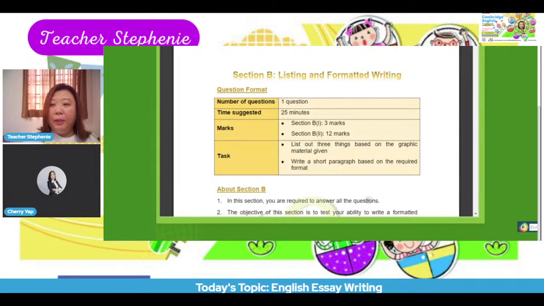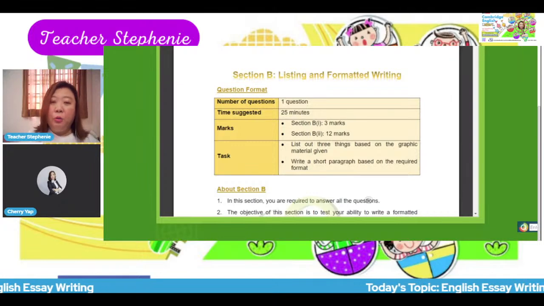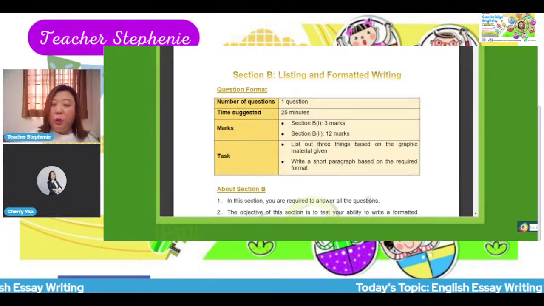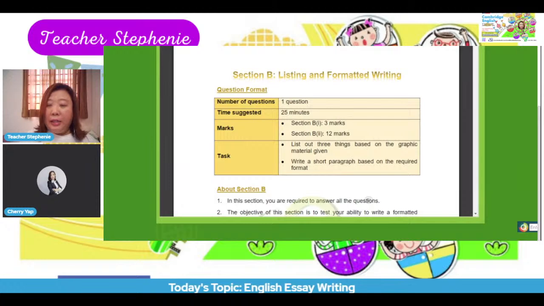For paper 2, we actually have three sections. So students, boys and girls, you need to be very clear about what is in your papers. For paper 2, which is the writing, we have three sections: section A, B, and C. Section A is the easiest part, which is the information transfer.